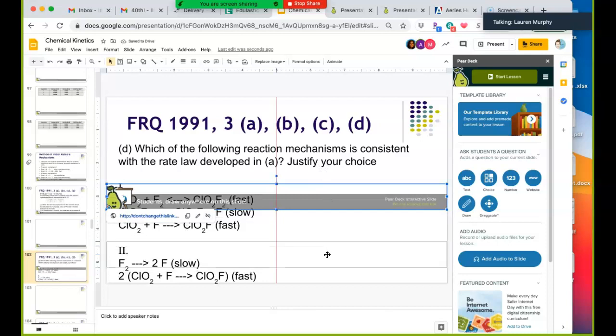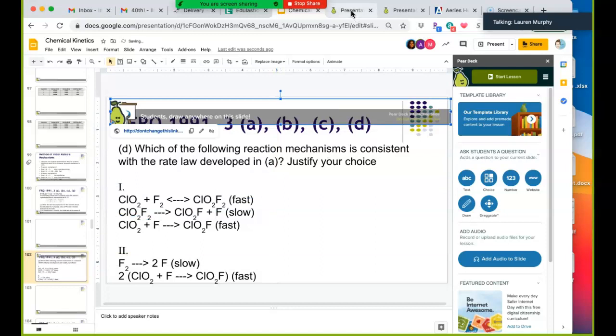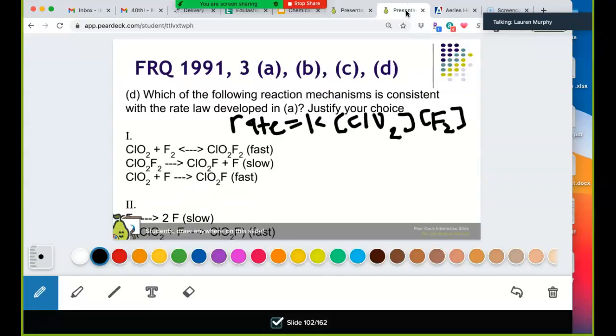So for mechanism 2, before we go to mechanism 1, if we were to write a rate law, it would be rate equals K. My slow step is my first step, which makes writing a rate law really nice. So all we would put, there's only F2, right? So does this match what my experimentally determined rate law is? No. So mechanism 2 is out because they don't match.